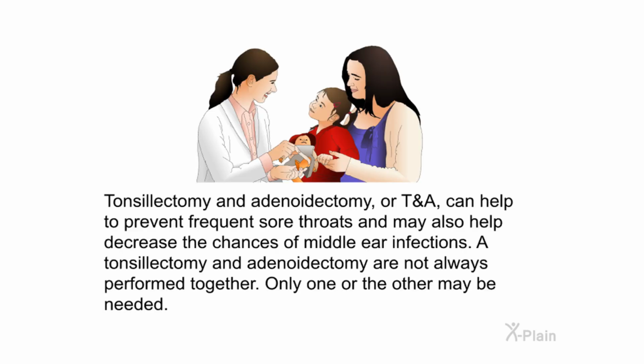Summary. Tonsillectomy and adenoidectomy, or T&A, can help to prevent frequent sore throats and may also help decrease the chances of middle ear infections. A tonsillectomy and adenoidectomy are not always performed together. Only one or the other may be needed.